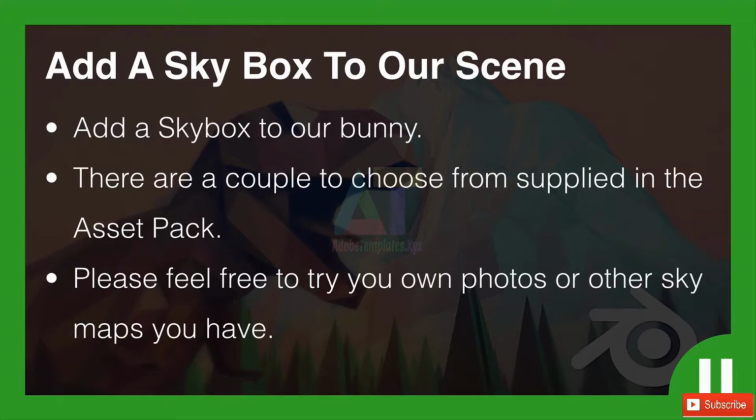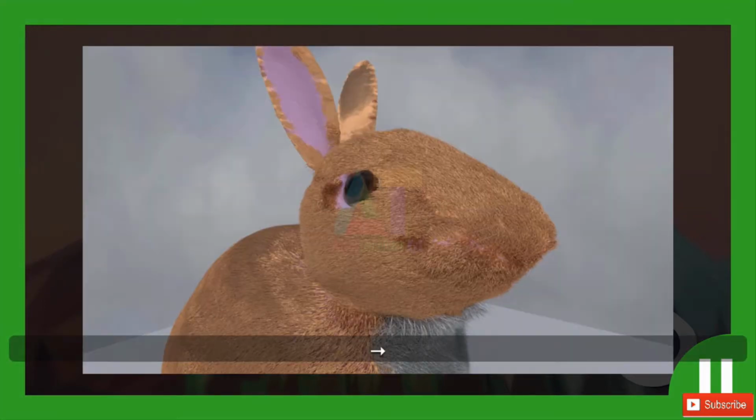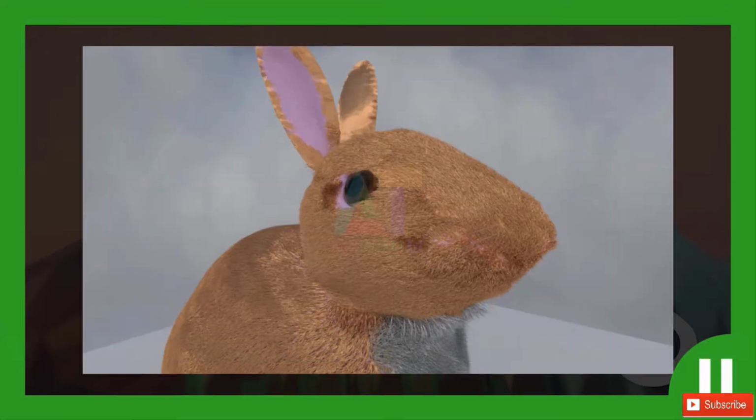Now there are a couple of options to choose from supplied in the asset pack. Now please feel free to try your own photos or other sky maps you have. So just to give you an idea what I'm shooting for, I'm going to be shooting for something along these lines. Bit of a grey murky day, pretty typical day in England. Anyway, pause the video now and give that a go. Okay guys, welcome back. Let's go ahead and create our skybox.